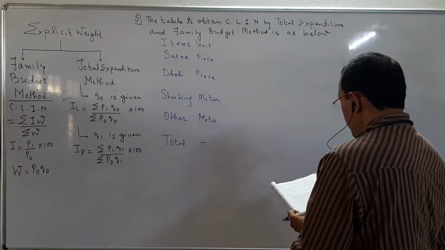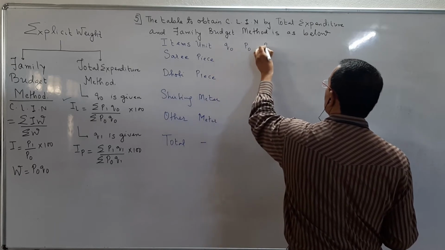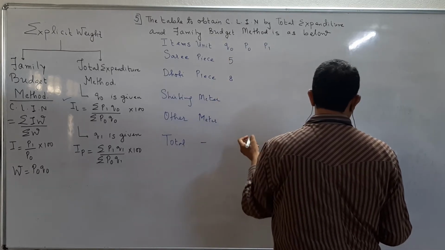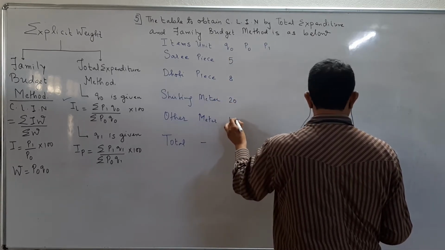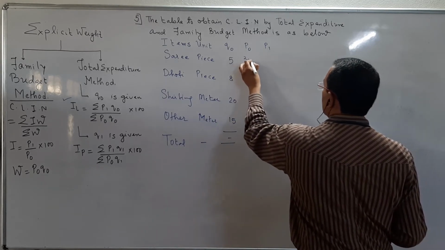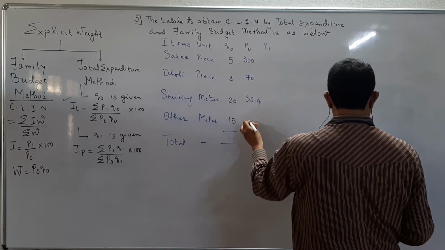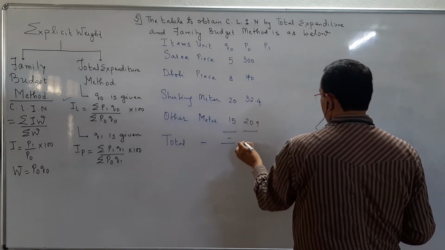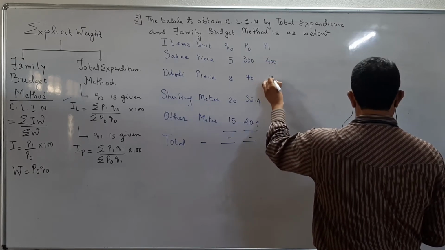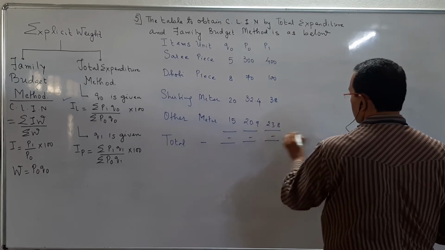Which quantity is given? 10 is base year, so Q0, P0, P1. No need of any division because the price is per unit, so as it is. Then the base year's prices: 300, 370, 32.4 and 20.9. Okay, fair. Current year's prices: 400, 100, 38 and 23.8.